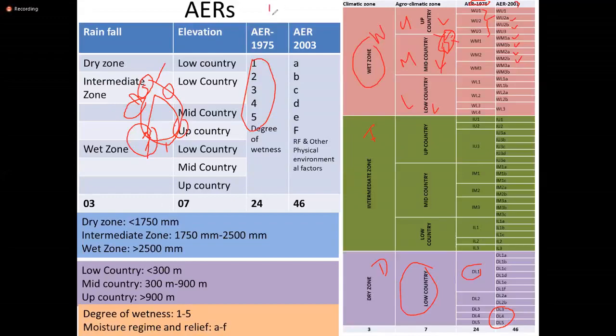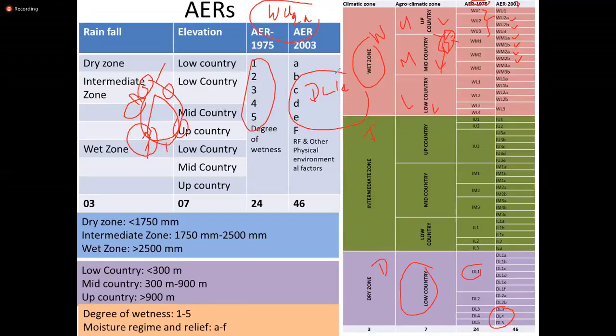Okay, W, U1, right, U1, sorry, U2. Right, A, and also I can write DL1A. So that is how you can differentiate the W2A from DL1A.